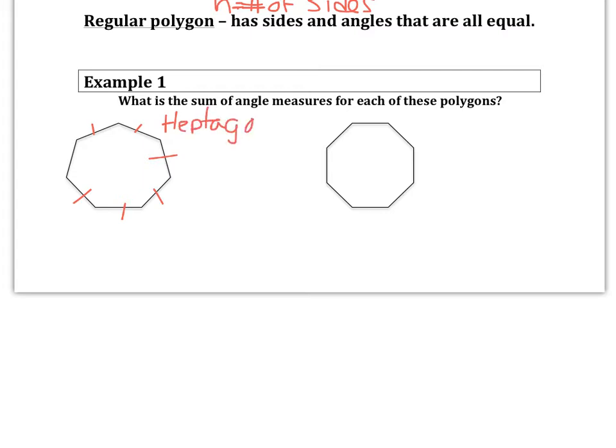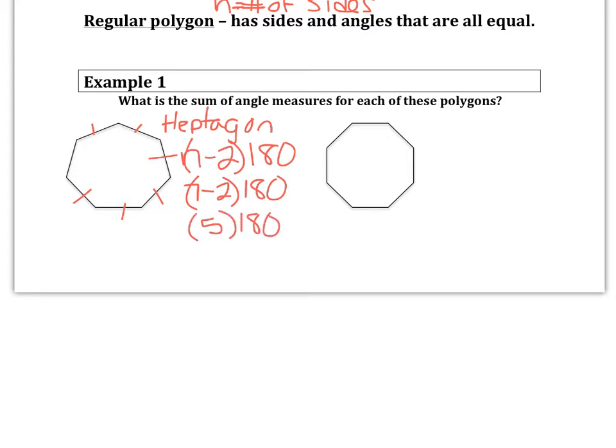So now if I want to use my formula, I know it's n minus 2 times 180. The parentheses are very important. You have to do the subtraction before the multiplication. And I would substitute in my number of sides. So I would have 7 minus 2, which is 5.